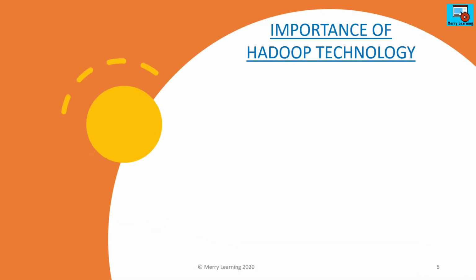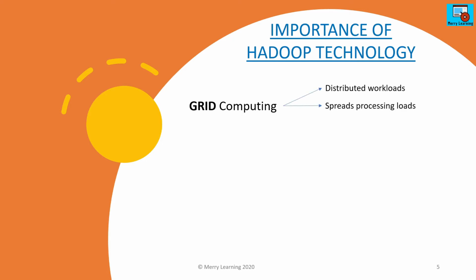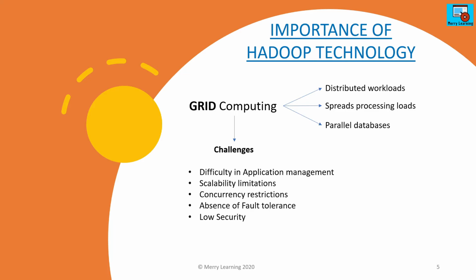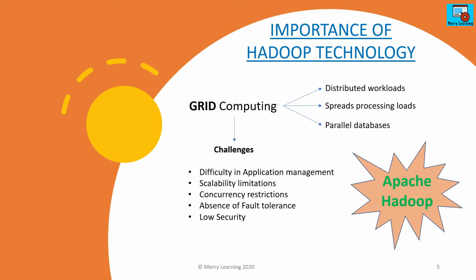Something was existing already which worked on the same methodology, grid computing, where there was distributed workloads, parallel processing spread across with parallel databases. But there were a lot of challenges as well, like the difficulty in managing the applications that were running on the grid, limitations in scaling up, difficulties in maintaining the concurrency of processes, absence of fault tolerance, limitations in security, etc. Apache Hadoop is the answer to overcoming all these challenges and replicating what grid computing is doing.